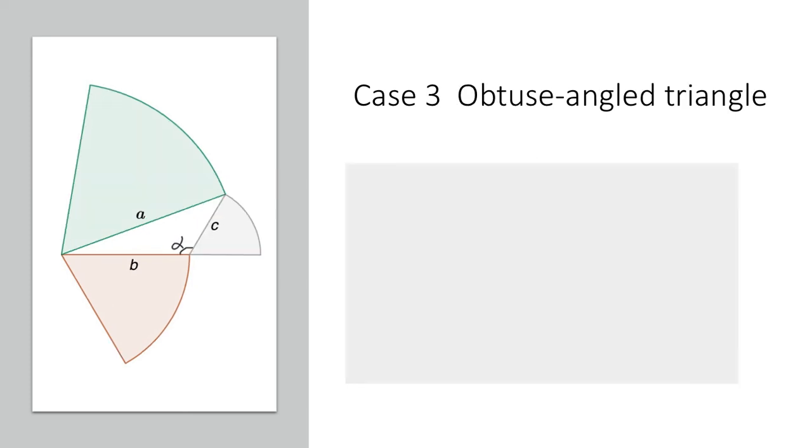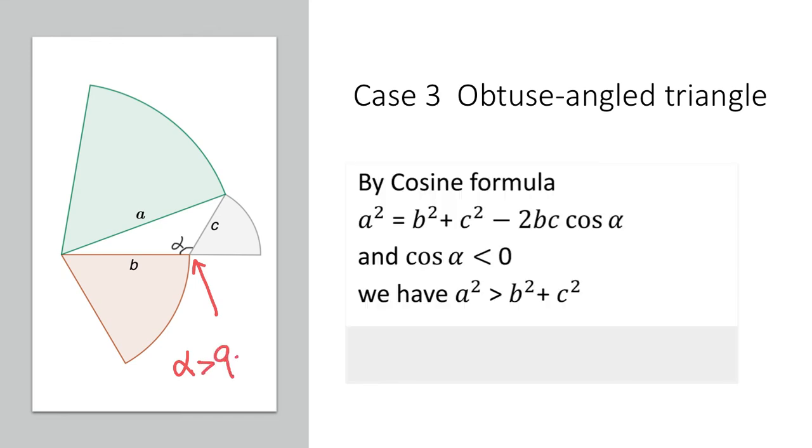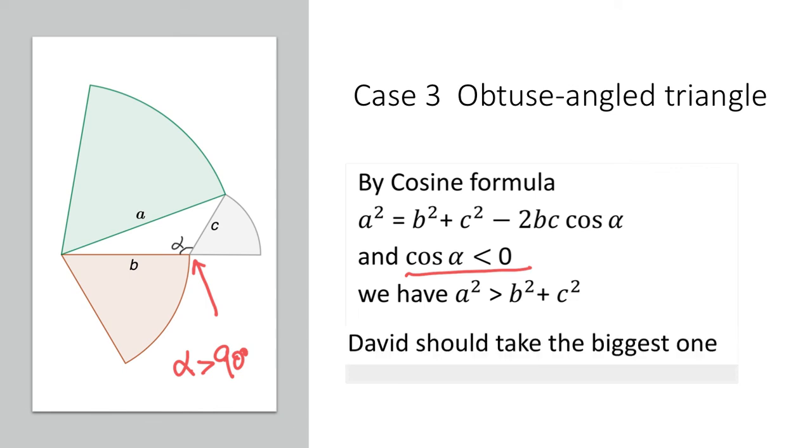If the triangle formed is an obtuse angle triangle, that is, the angle alpha is greater than 90 degrees, then cosine alpha is less than 0. Together with the cosine formula, we have A squared is greater than B squared plus C squared. That means the area of the biggest slice is larger. Therefore, David should take the biggest one.